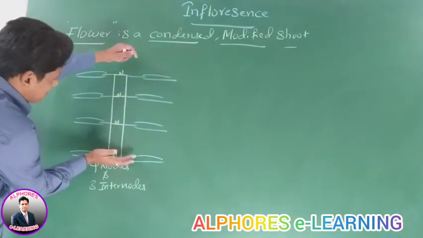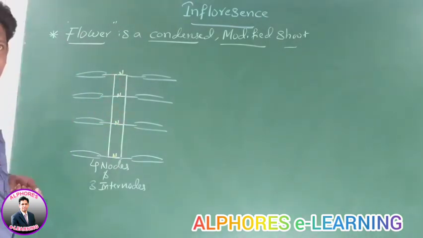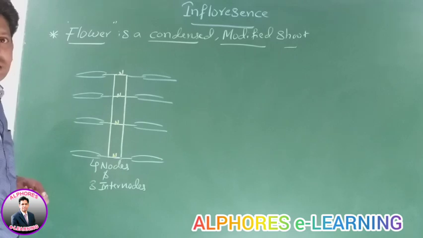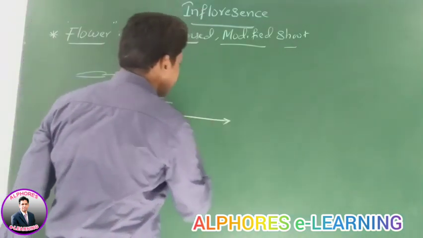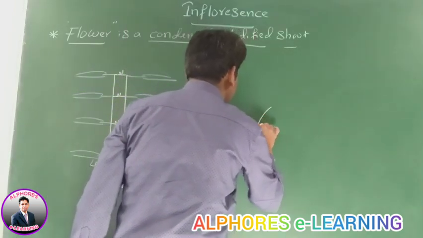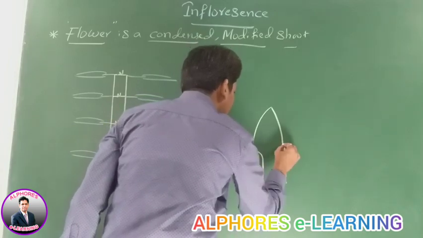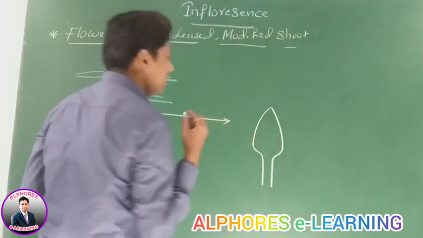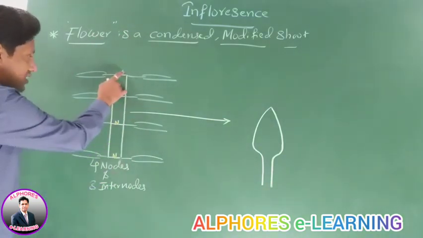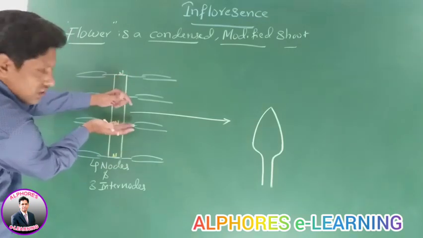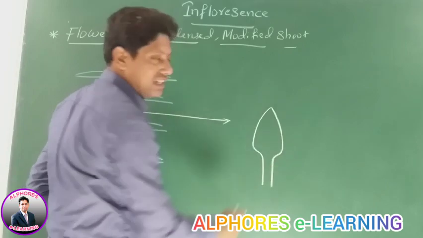This stem is condensed and modified. What is condensed and modified? The stem is condensed and modified into pedicel. Stem is condensed and modified into what, sir? Pedicel. Therefore, this stem, what you are seeing here, has condensed and modified into pedicel, right?